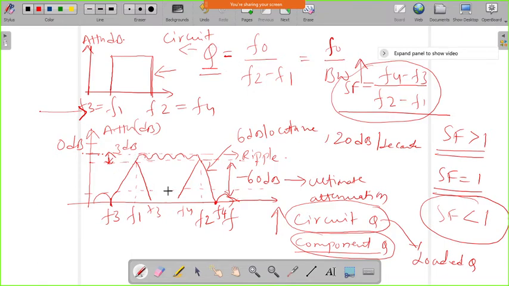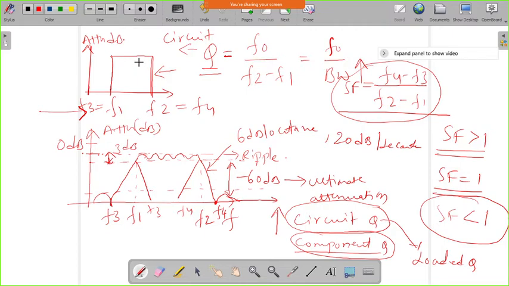And the significance of this Q is that the circuit Q measures how much selectivity the resonant circuit has. So how much this passband can select or pass the signal, that is what the circuit Q defines. It is a measure of the selectivity of this resonant circuit. So that is what we call the circuit Q.